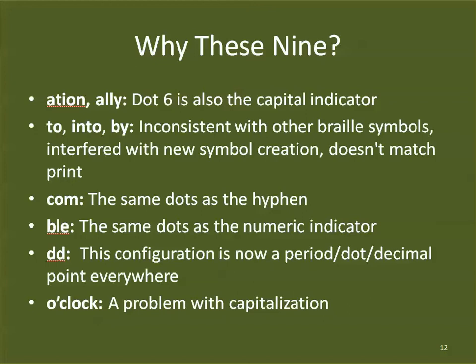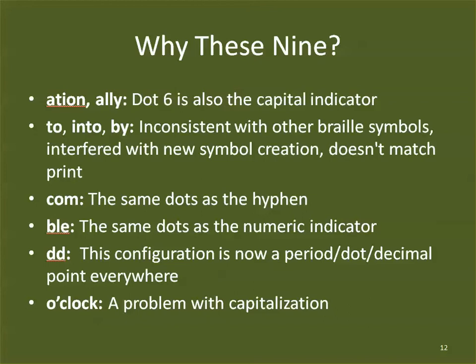So here's why. I like to know why something is happening, because even if I don't like it, I might be able to swallow it better. So hopefully the same is true for you as well. The ATION and ALLY contractions were preceded by a .6. Well, as we all know, .6 is a capital indicator. It's still the capital indicator in UEB.